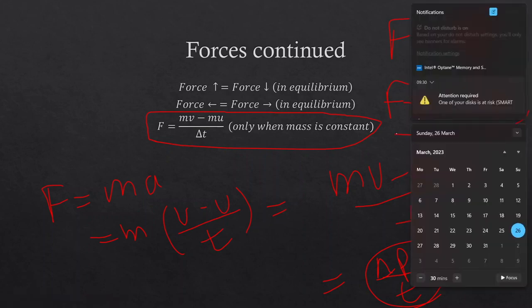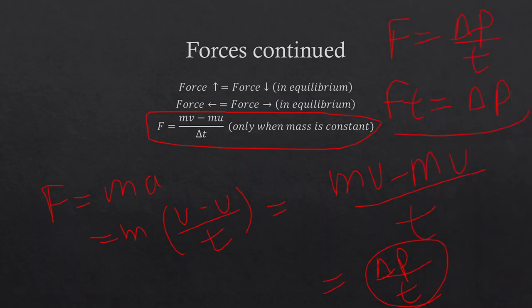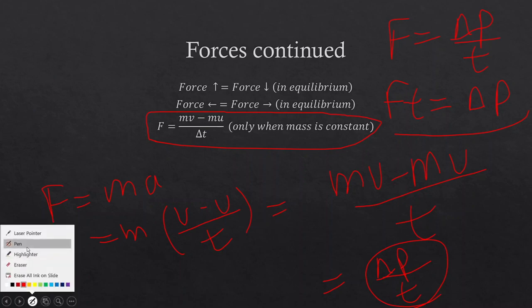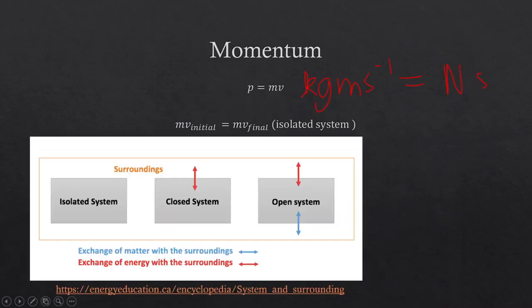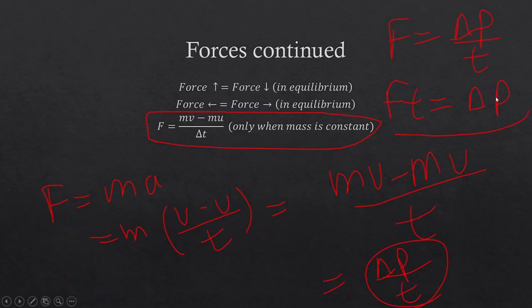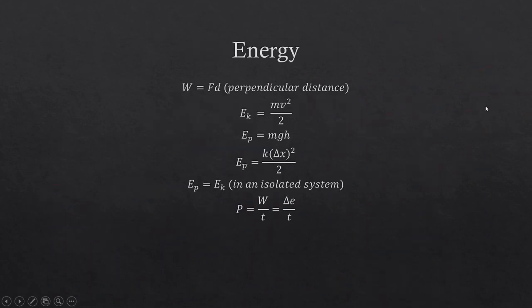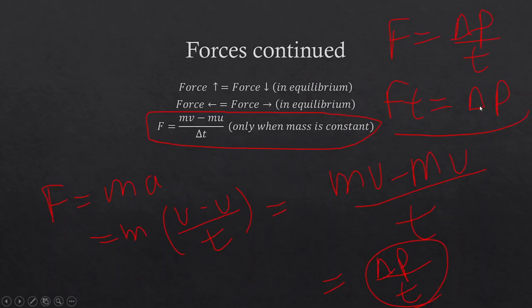This is where we get the idea that impulse is nothing but newtons times seconds, right? So this is measured in Newton seconds, and this is measured in kilogram meters per second, and they're the same thing basically.